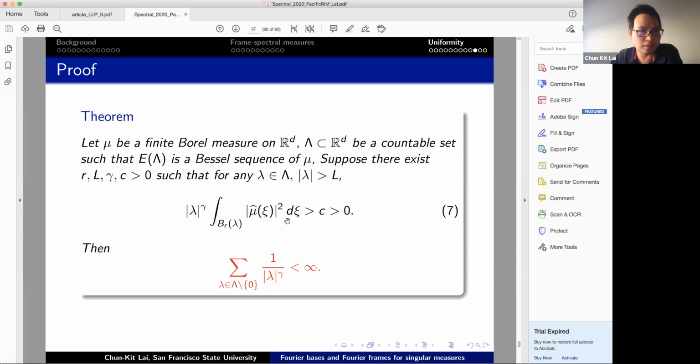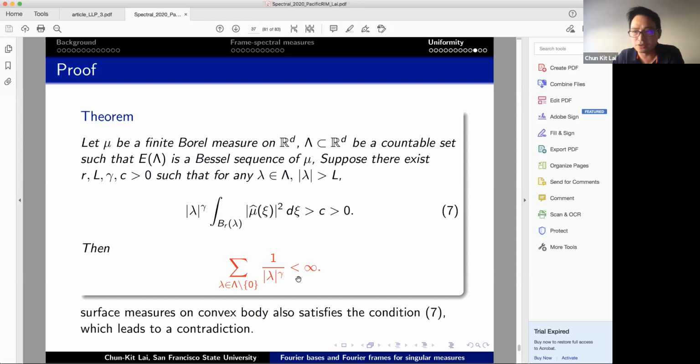Another property is that if I have an upper bound, the Bessel sequence is kind of like a local expansion. You integrate your Fourier transform locally and then try to erase your decay. Then you have a lower bound. In that case, your sum will be finite. Does this hold? Well, the surface measure also holds.